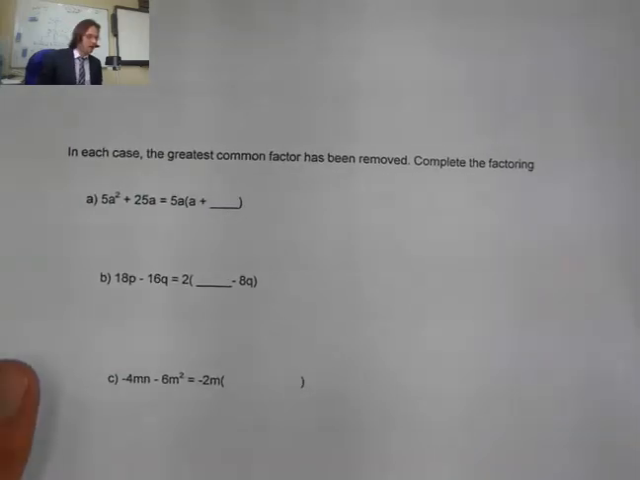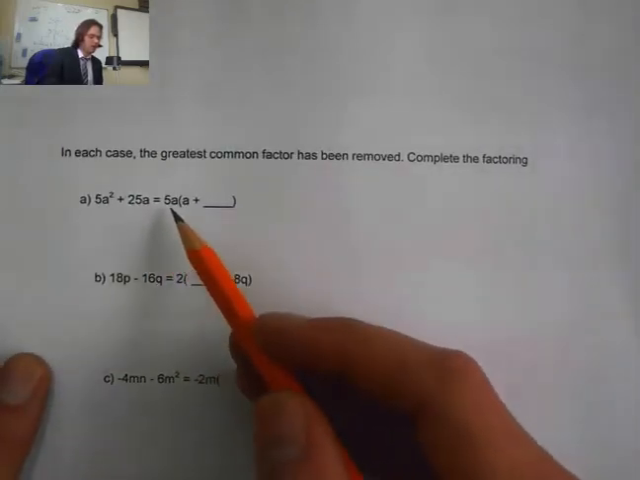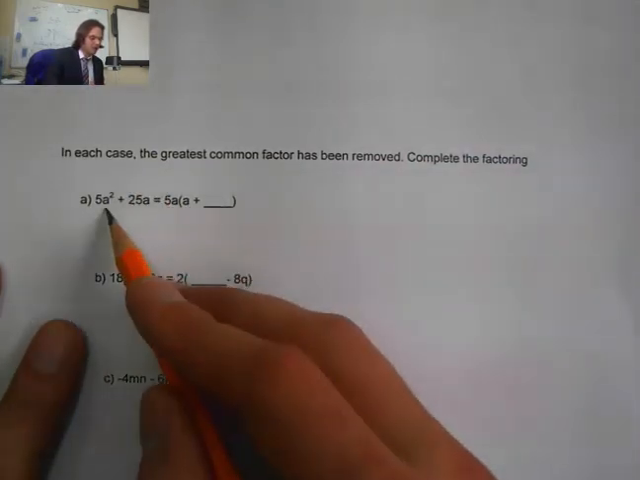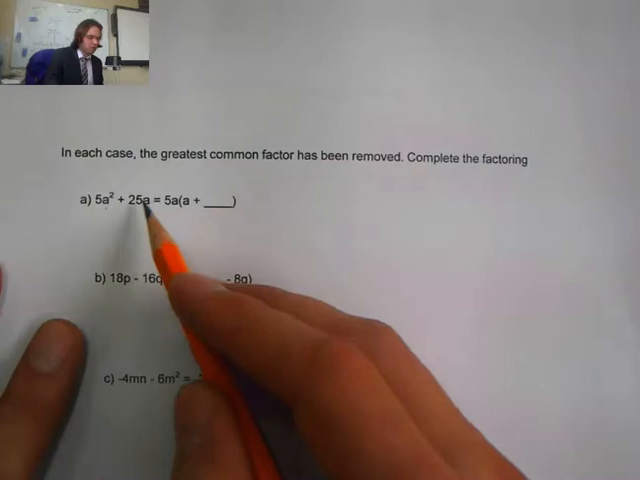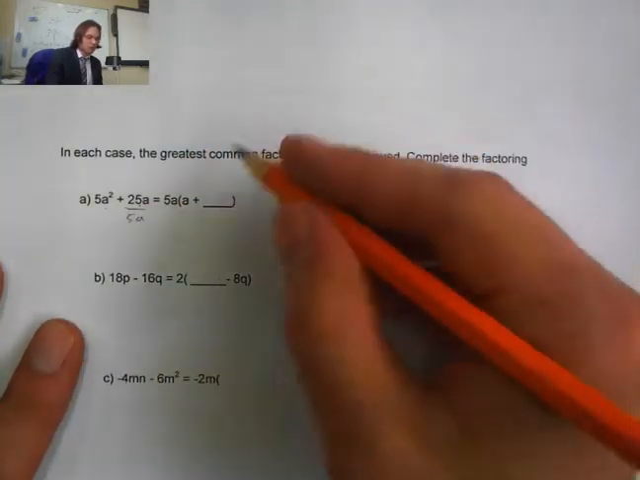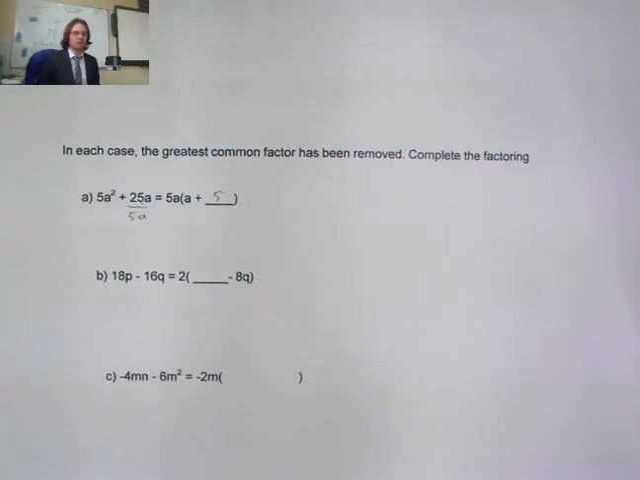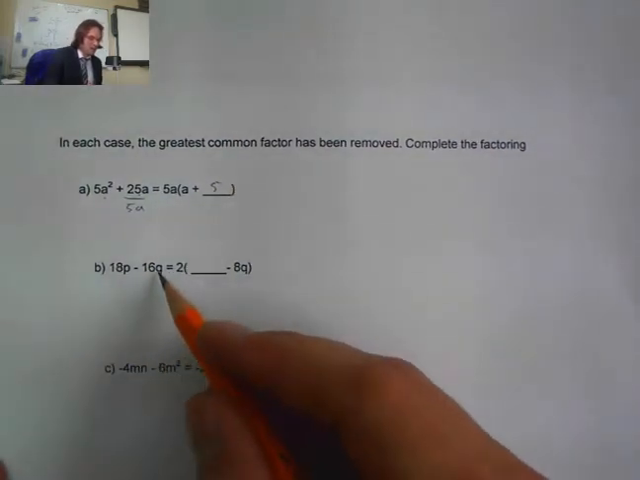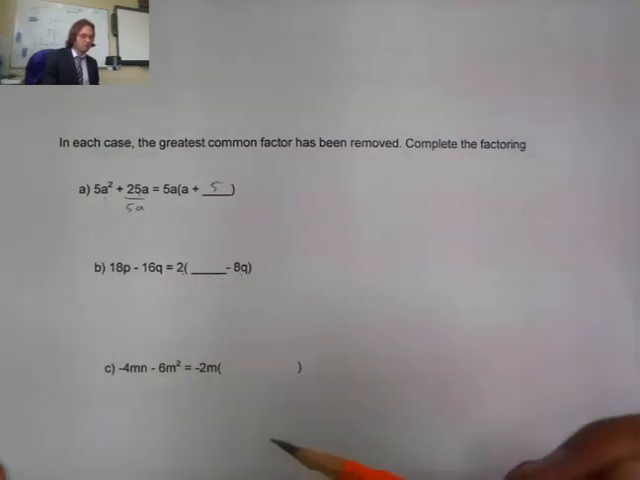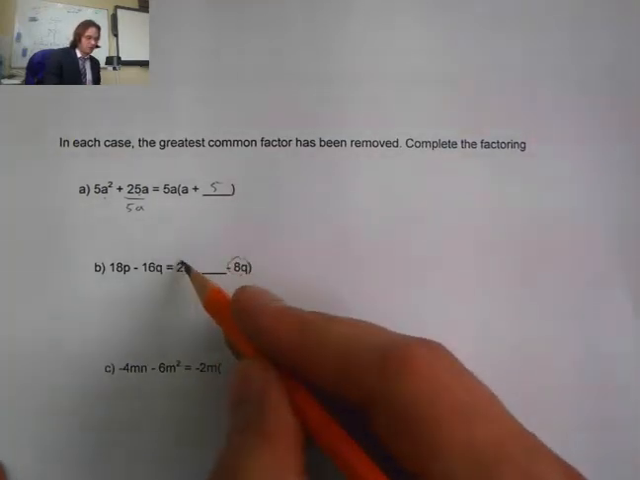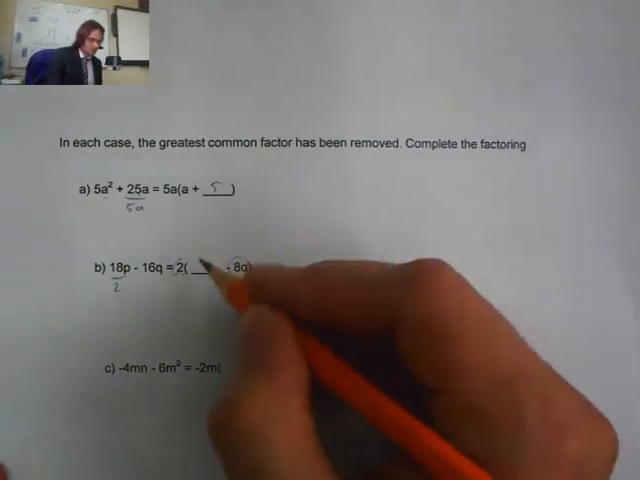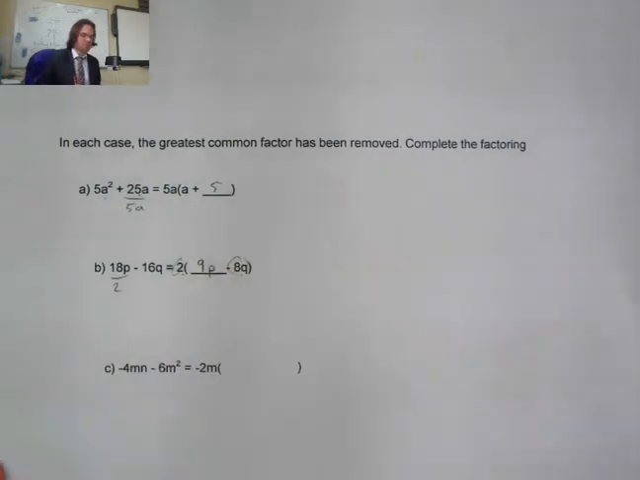We have 5a squared plus 25a is equal to 5a, well, multiplied by what? Well, 5a times a is 5a squared. 5a multiplied by what is equal to 25? So I'm going to divide this by 5a, and that's going to end up giving me 5. Okay? Next one here. I have 18p minus 16q is equal to 2 multiplied by something minus something. Right here, we're factoring out 2, so I divide this by 2. That's going to give me 9p. I'll be left with 9p. Okay?